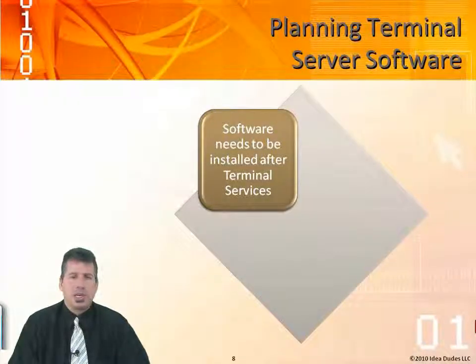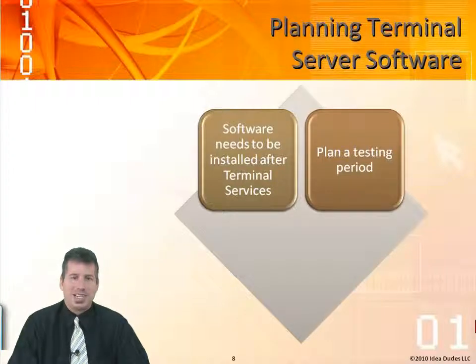The software needs to be installed after the terminal server. So you install the terminal server, then you install the software. You put it in install mode, and then you switch into execute mode after you're done with the software. Now this is done automatically if you use Add or Remove Programs, but if you do it from the command prompt, then you have to use the command switches along with it.